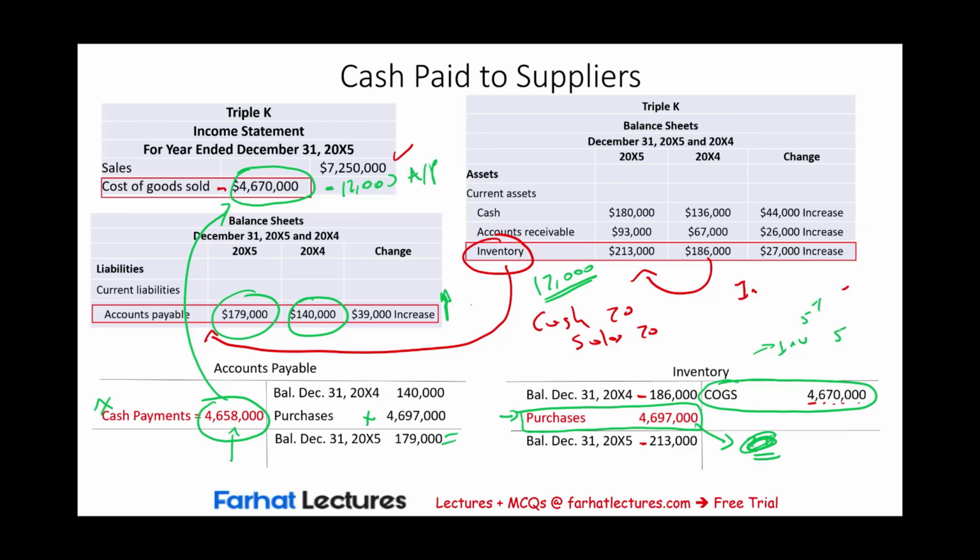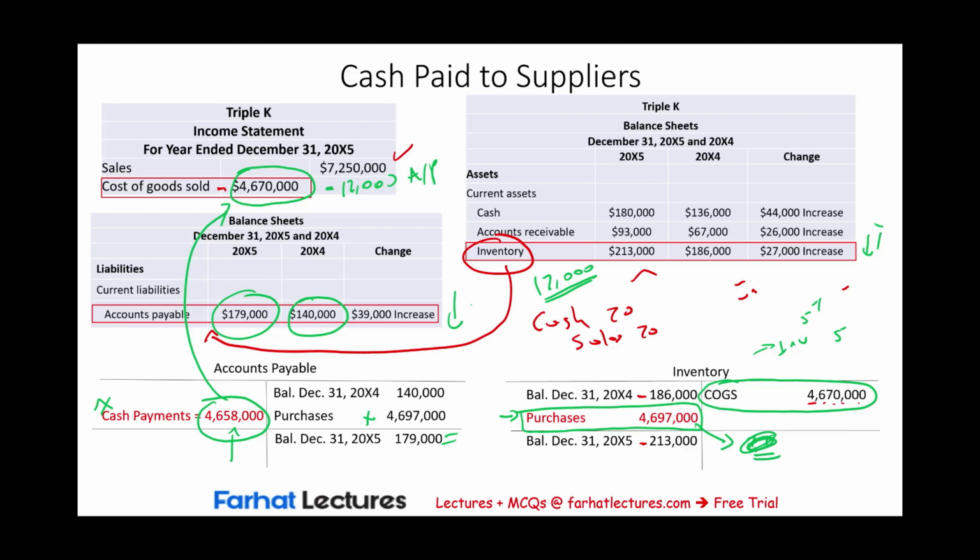Now, you have to use your logic, because in your exercise, on your exam, in your textbook, they might have a different scenario. They might have where inventory went down and accounts payable went up, or inventory went down and accounts payable went down as well. You could have increase and decrease. You just have to understand the logic. So follow what we did here, but use your logic. Just basically plug in the figures. And on farhatlectures.com, you will find more additional practice to figure this out.